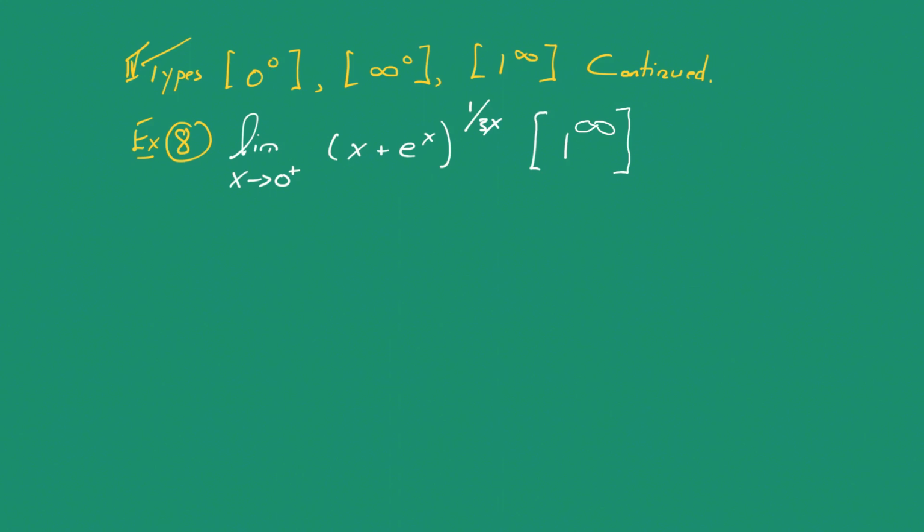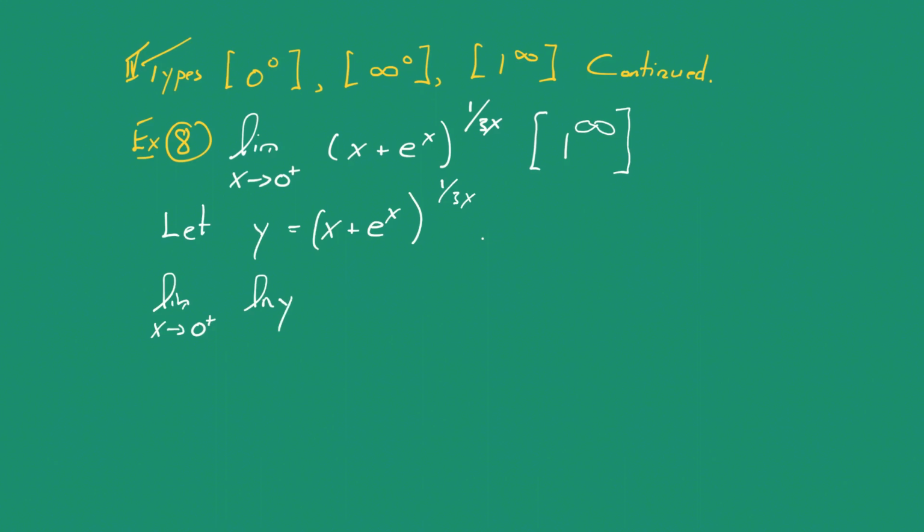Well, we're going to apply the approach outlined in the last video. What was that? Well, we're going to let y, first of all, equal the function we're interested in. So that's (x plus e to the x) to the exponent 1 over 3x. And now we're going to take the limit, not of y first, but the limit as x tends to 0 from the right of the log of y.